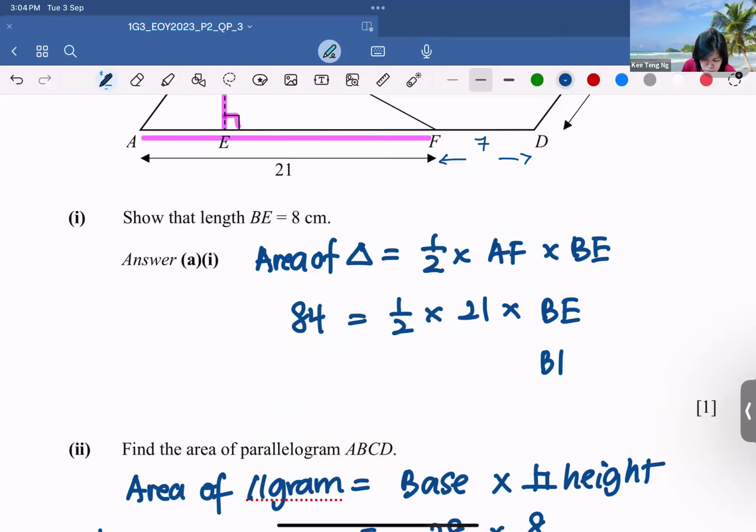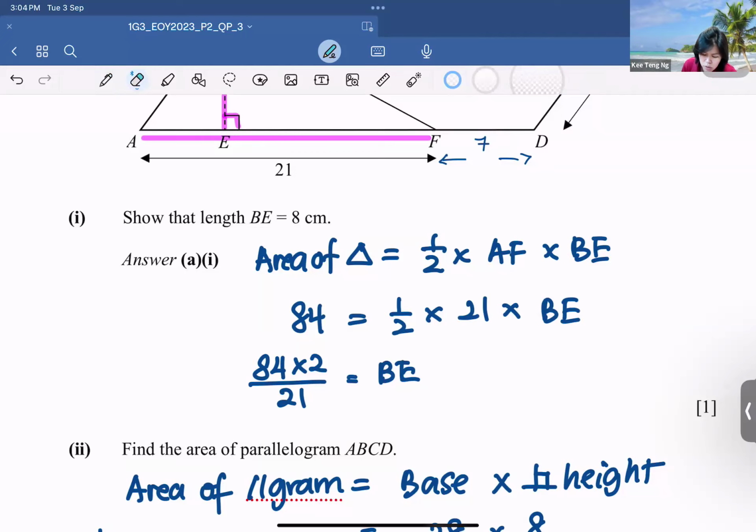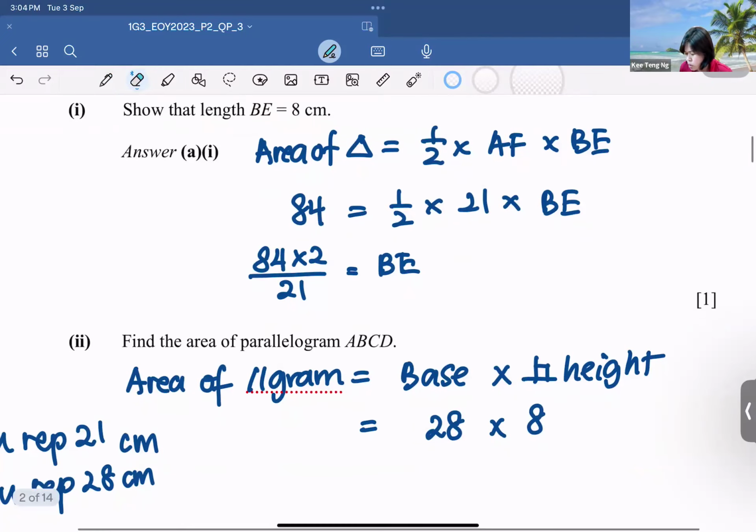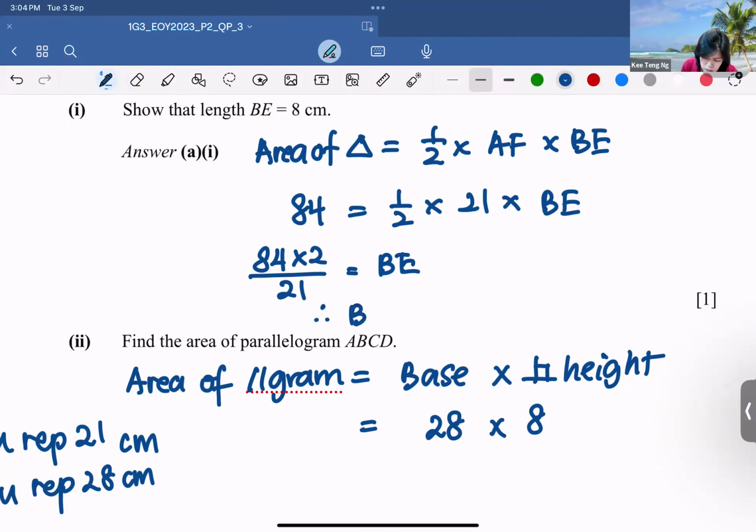We times 2, right? Then how to get rid of 21? Yes, times 2. Thank you. How to get rid of 21? You divide by 21, so that will be the length for BE. In this case, 84 times 2 divided by 21. Yes, the answer is 8. So therefore, BE equals 8 cm.